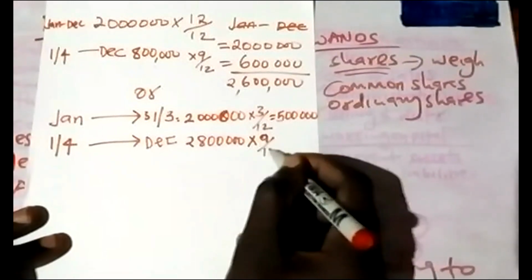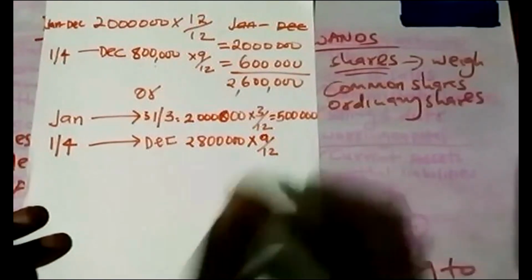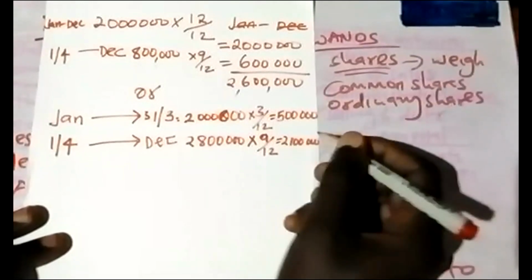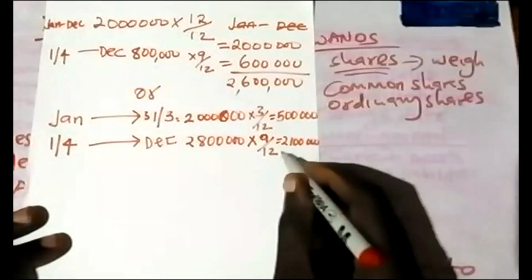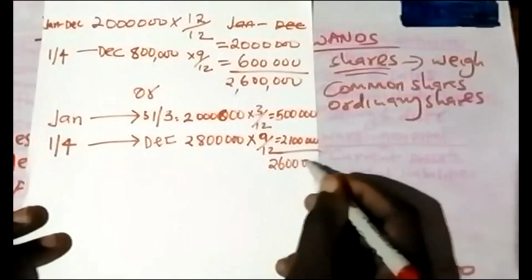That is how many months? 9. So you say 2.8 times 9 over 12. You get 2.1 million. So if you add 2.1 million and 500,000, you get 2.6 million.